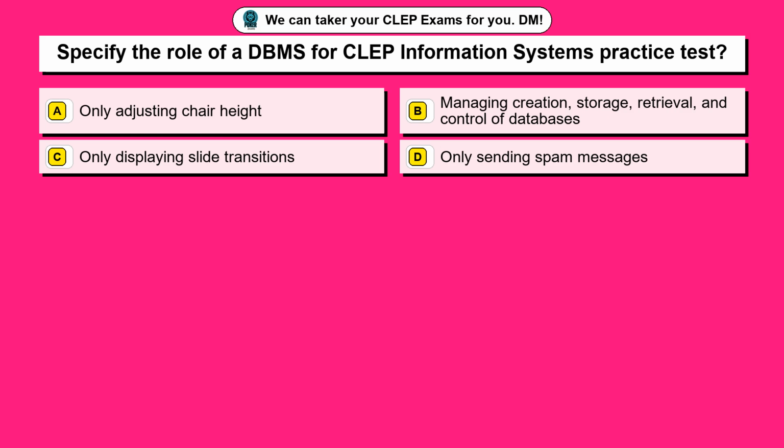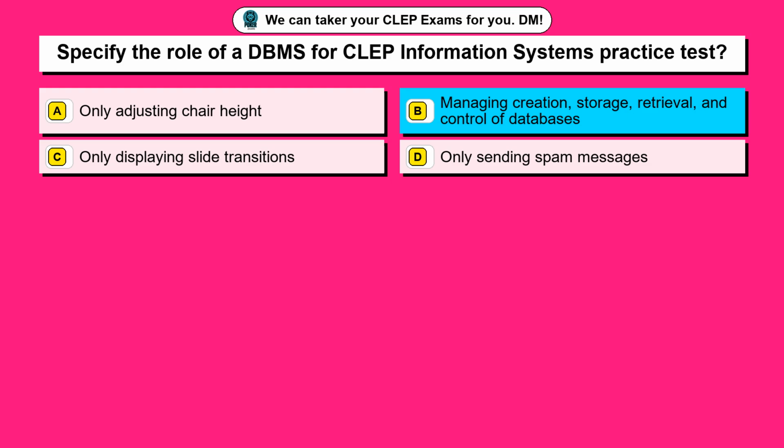Question 80. Specify the role of a DBMS for CLEP Information Systems practice test. Option A. Only adjusting chair height. Option B. Managing creation, storage, retrieval, and control of databases. Option C. Only displaying slide transitions. Option D. Only sending spam messages. The correct answer is option B.